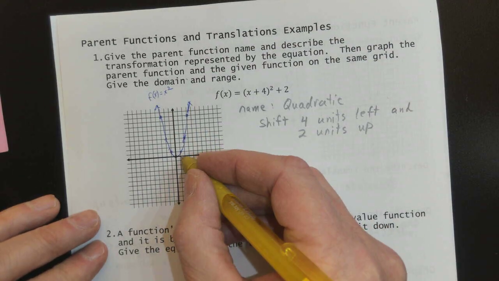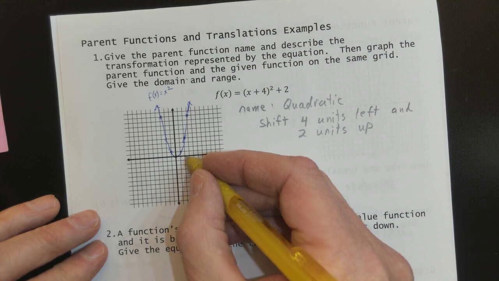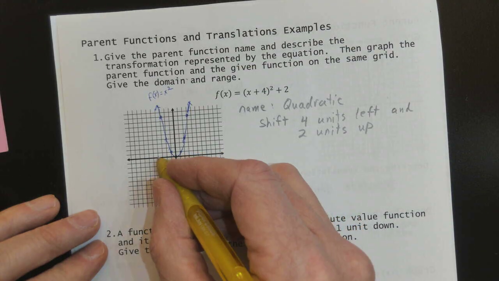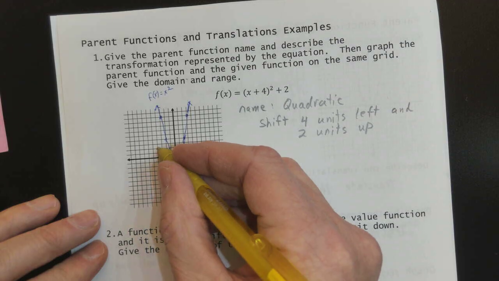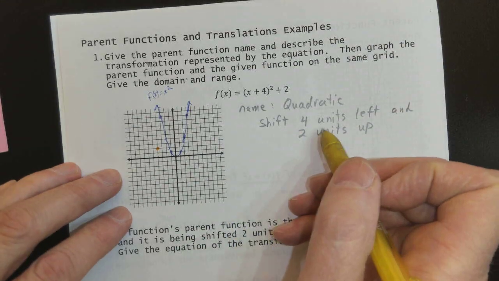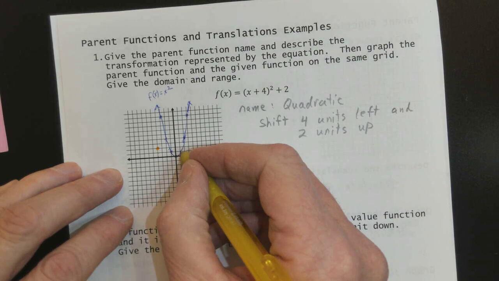I'm going to take the vertex first. 1, 2, that's not left. 1, 2, 3, 4 left and 2 up. Yep. Keep an eye on me, guys, because I can't be trusted with left and right sometimes. So, 4 left, 2 up.